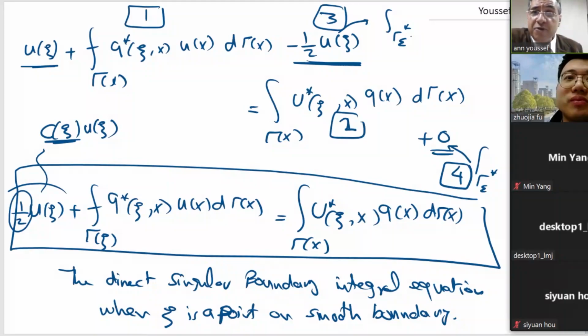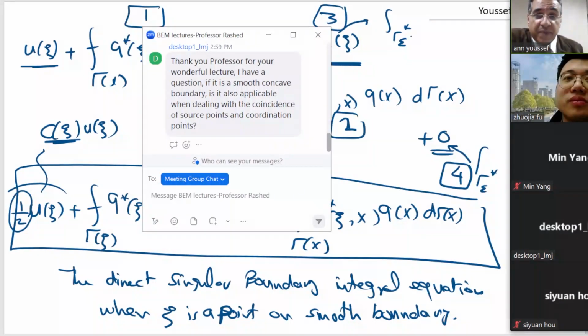Okay, and now I have a question. A question appeared. Thank you for your wonderful lecture. I have a question. If it is a smooth concave boundary, is it also applicable when dealing with conceptual source?